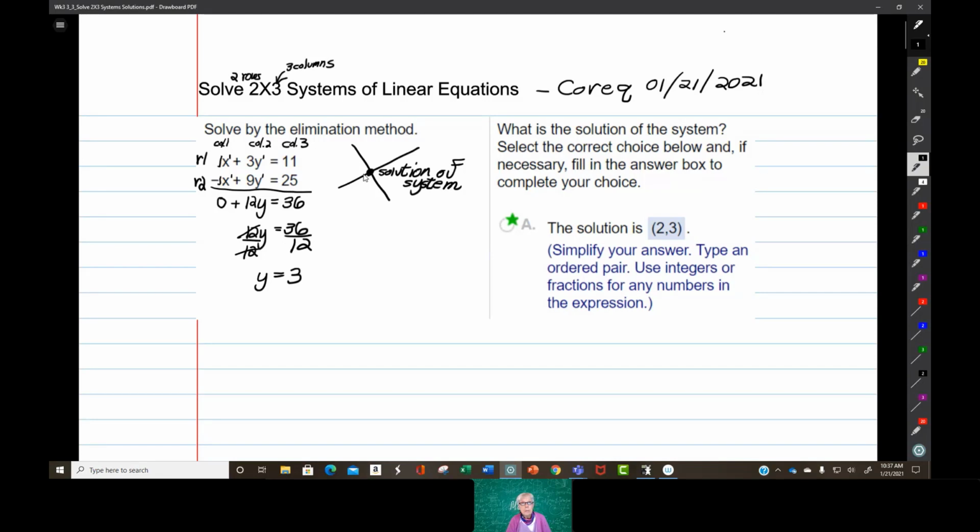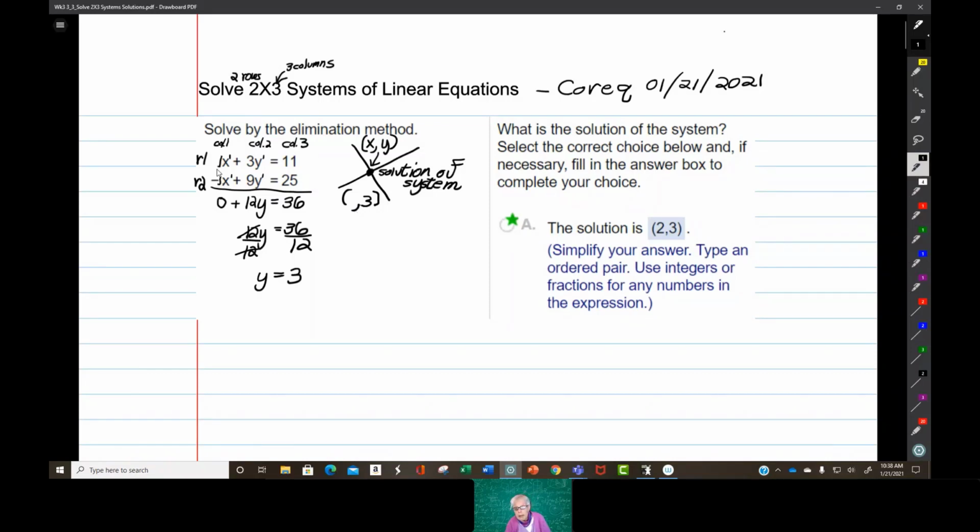And it is a point. It's the point at which the two lines cross. And so it is going to have an X coordinate and it's going to have a Y coordinate. Well, I have just found the Y coordinate. Y equals 3. But I still have to find X.